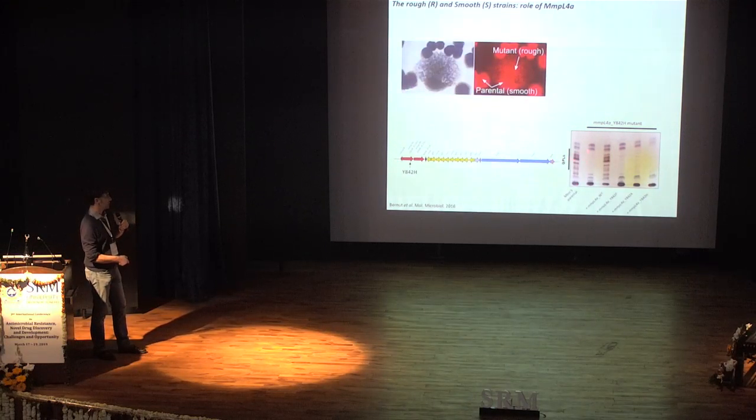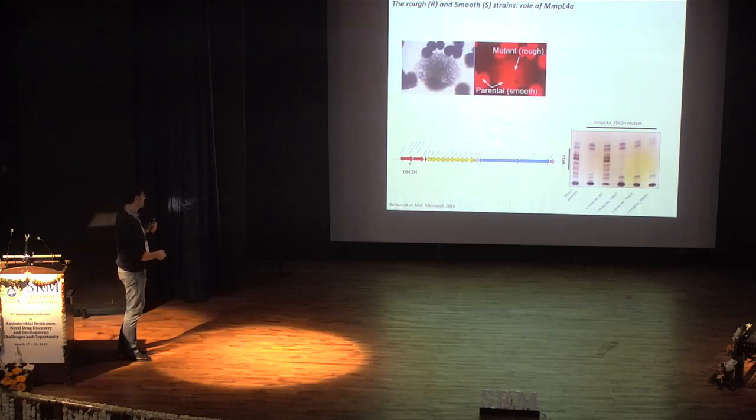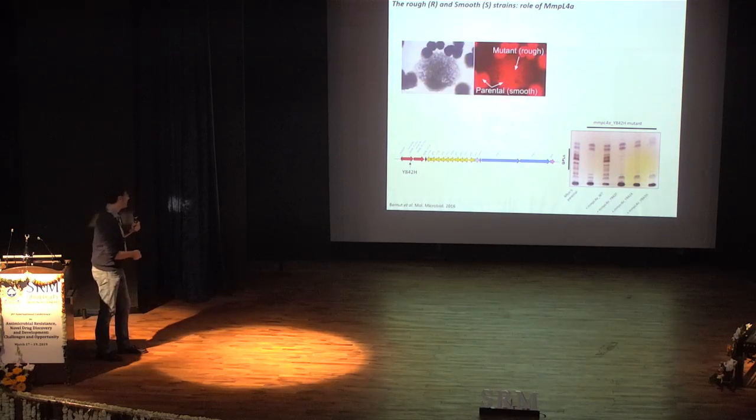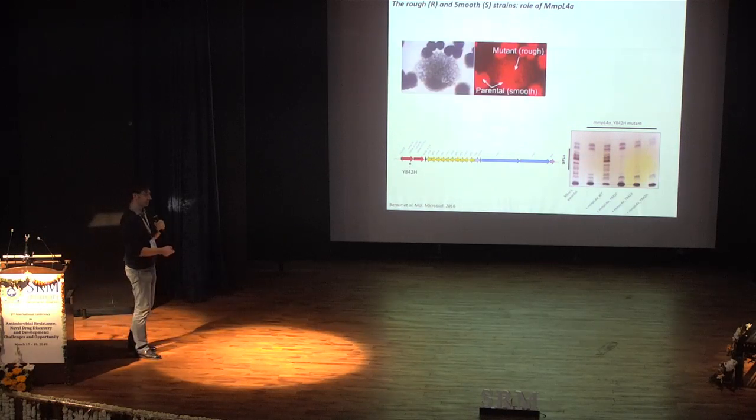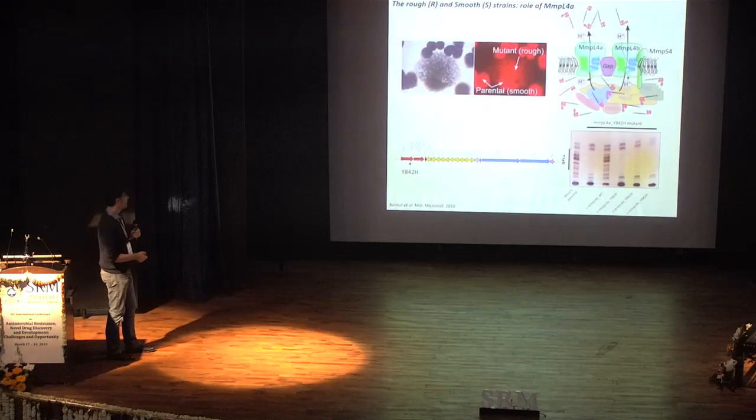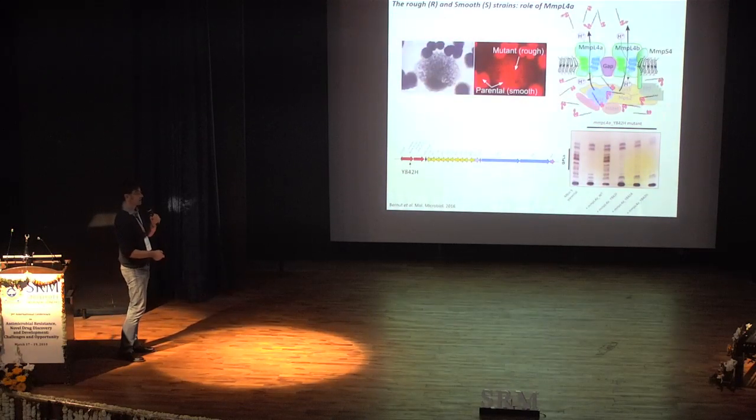So this is the parental smooth strain that produces the GPLs, and this is our rough strain, this one, which has lost the capacity to produce these GPLs. So, indicating that this tyrosine residue is extremely important for the activity of the GPLs. This is just a schema that shows that GPLs are produced in the cytoplasm and transported through the action of MMPL4A and MMPL4B.